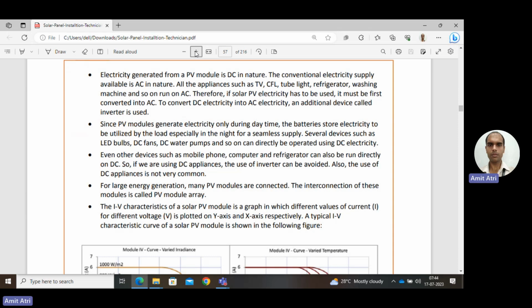Okay, now we need large energy. One module is not sufficient to provide our requirement. Then we need more modules. We need to interconnect them, and that becomes a PV module array, an interconnection of a number of PV modules.